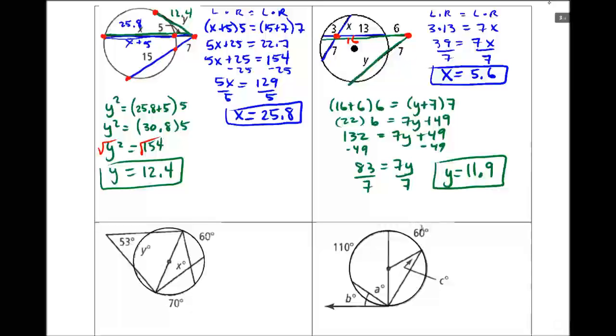The other angle intersects outside of the circle. And so this length here is 16. 3 plus 13 is 16. So 16 plus the short part, 6, is y plus 7. Right, we'll just add those together, times our short part on the outside is just 7. Then it's just algebra again, and we get y is 11.9. Okay.